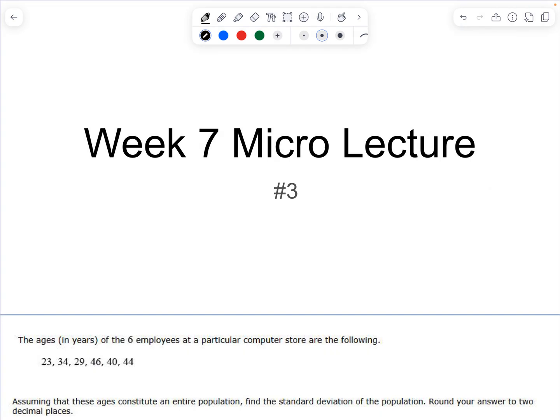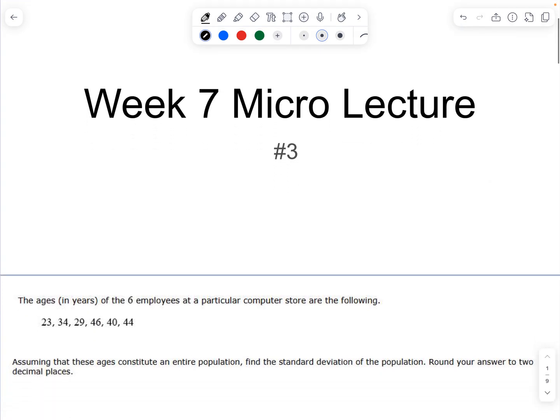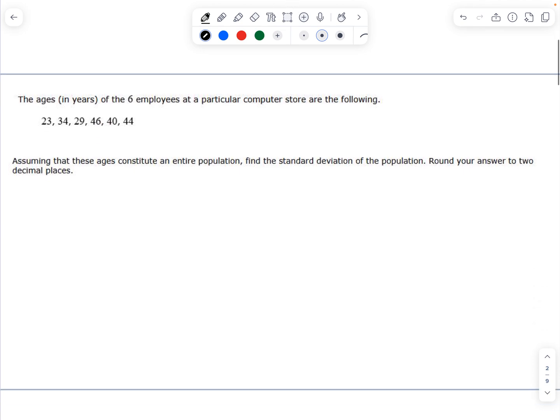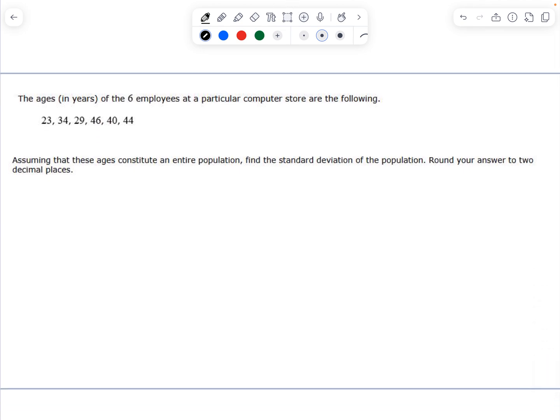All right, everybody, week 7. We're going to take a look at number 3. The ages in years of 6 employees at a particular computer store are the following: a 23-year-old, 34, 29, 46, 40, and 44. Assume this is the entire population, which means it's everybody working at this store. They want us to find the standard deviation of the population.